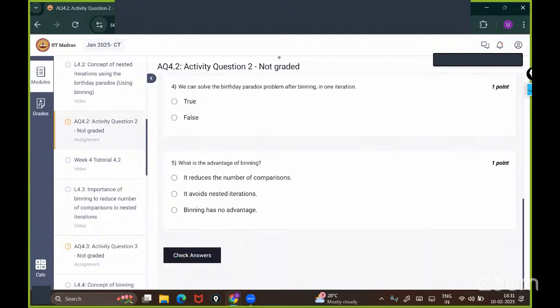It reduces the number of comparisons. This one. Yes, ma'am, I'm not understanding this. Okay, so what is the process of binning? What does binning mean?